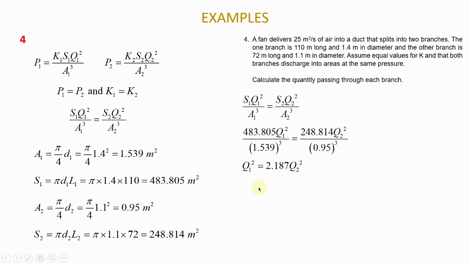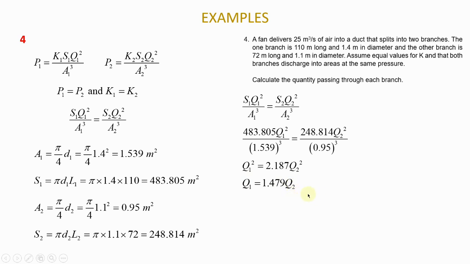And from here, you then get that Q1 squared will be equal to 2.187 Q2 squared. And so what you can then do is take the square root on both sides. So here, the square root of Q1 squared will be Q1, and then you take the square root of 2.187, and the square root of Q2 squared is just Q2. So you do get an expression of Q1 in terms of Q2, and you will find that Q1 is equal to 1.479 Q2. But this is not the end of it. We still are supposed to find the quantities Q1 and Q2.